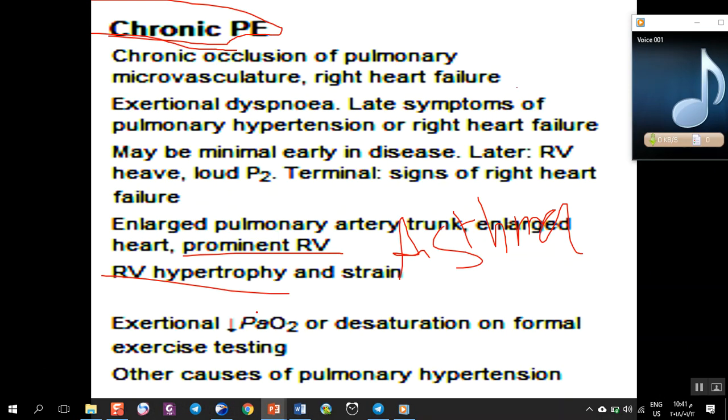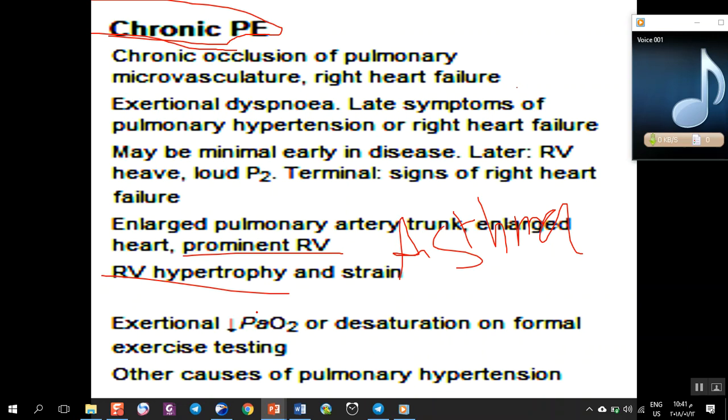With X-ray, I have my heart flow. Normally, I have the aortic arch, pulmonary trunk, the right atrium, the left atrium, and the LV. In case of hypertension, you should have pulmonary trunk dilation, and straightening of the left border of the heart.